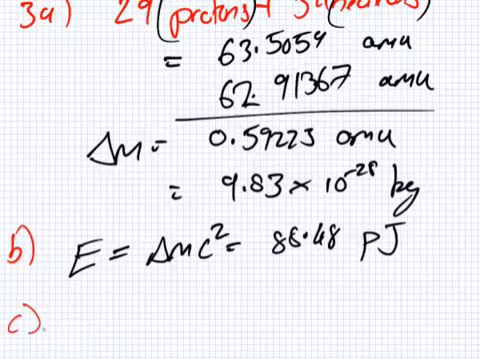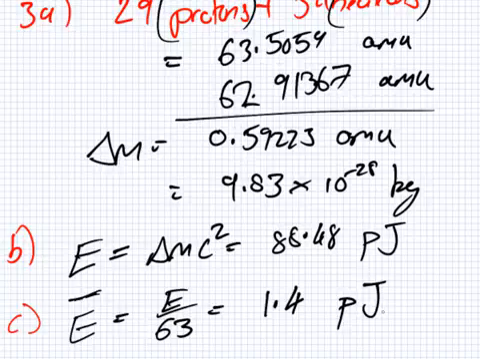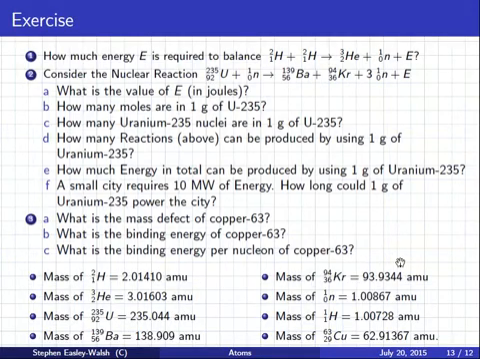And the last part is what is the energy per nucleon. So there's 63 of them. If I just take the energy and divide by 63, I'll get 1.4 picojoules. Or if you want, that's roughly 8.77 mega electron volts.